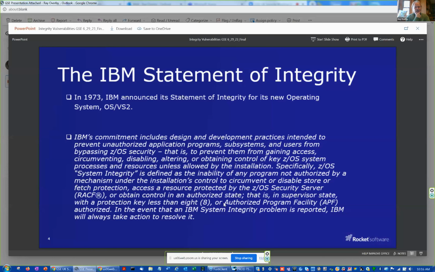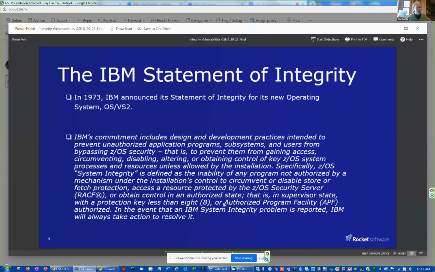So there's this thing called the IBM Statement of Integrity. I think most mainframers at some point get around to it. This was introduced in 1973 through the SHARE project in the States. And basically SHARE, it's like GSE, it's a user community of IBM mainframes. They basically said, we think we need security, right? They realized that integrity was important, and you couldn't bypass the controls that MVS, or VS1, had and still be able to secure it.